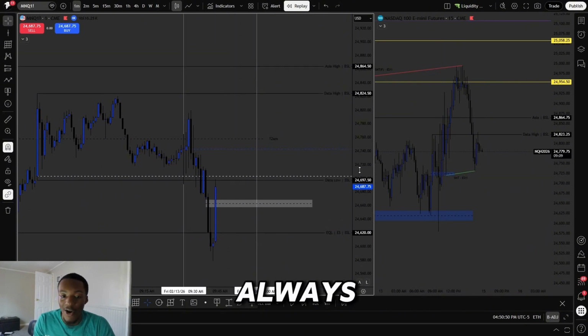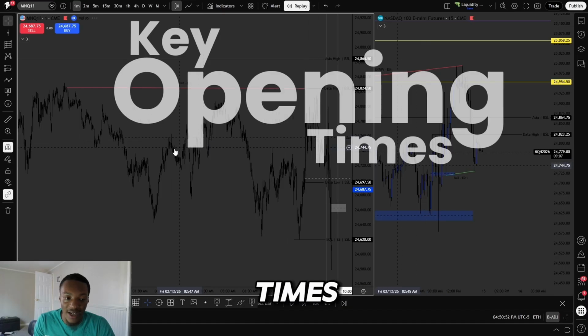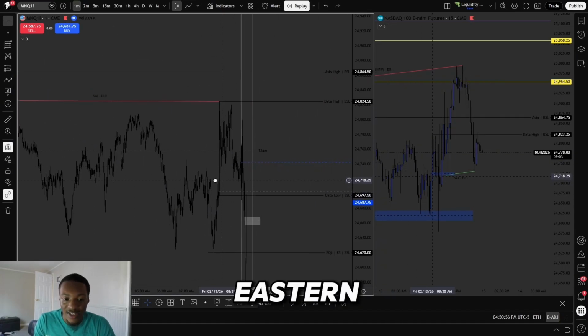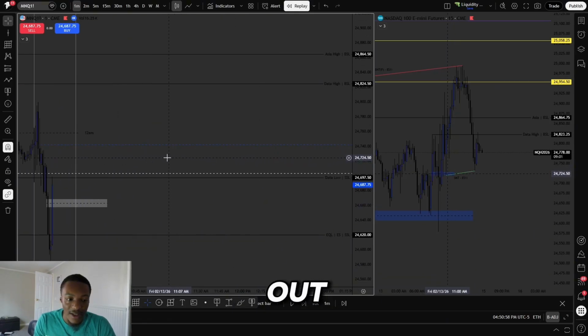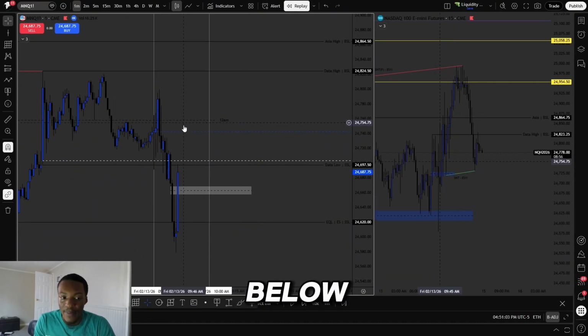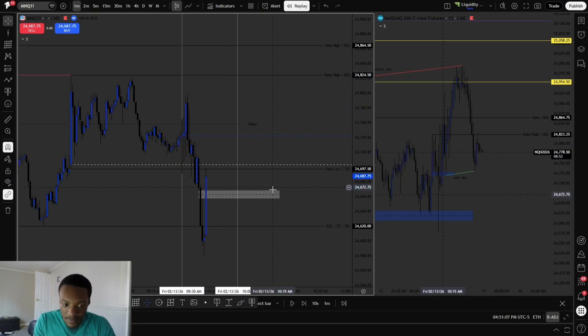Another key thing I always use is my key opening times. I always have midnight Eastern marked out, 8:30 Eastern, and 9:30 Eastern. I'm not going to get very deep into detail today, but rule of thumb, if you're below these key opening times, you want to be looking for longs. If you're above, you want to be looking for shorts.